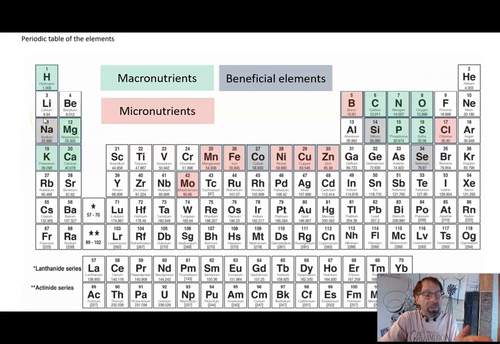For instance, cobalt is needed by the rhizobium and any other organism that has the dinitrogenase enzyme that helps fix atmospheric nitrogen into something the organism can use. These others, silicon, selenium, and sodium, can partially substitute if there's not a sufficient amount of, let's say, potassium or sulfur. That gives us a quick look at the periodic table and the elements in it as they apply specifically to soil and soil science.